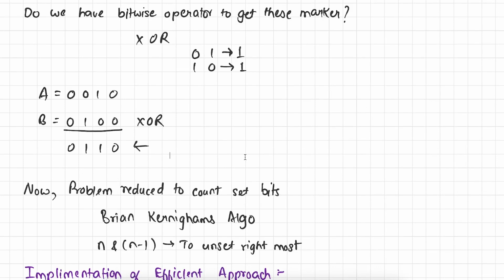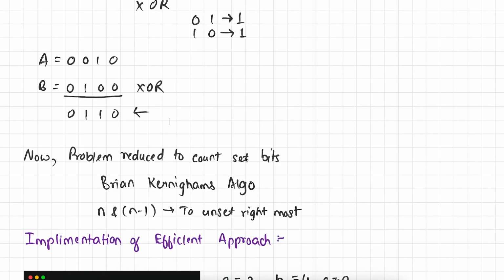Clear? So now our problem reduces to counting set bits in this number. And we already know how to count set bits in a given number. We simply use Brian Kernighan's algorithm to find the number of set bits in a given number. So I have explained Brian Kernighan's algorithm in detail in previous videos. If you have not watched that video, then I highly recommend to watch that video and come back here and continue watching this video.